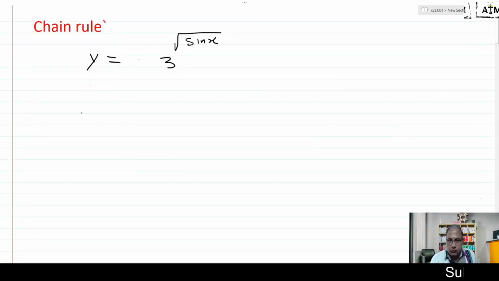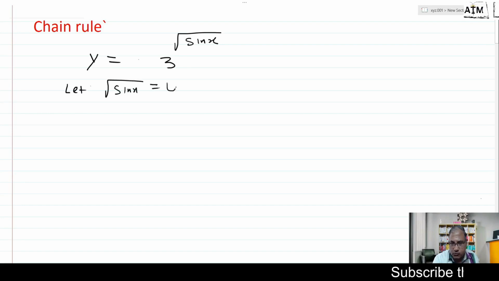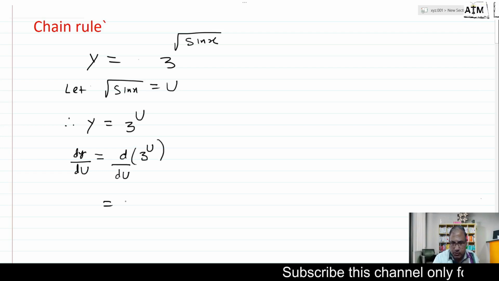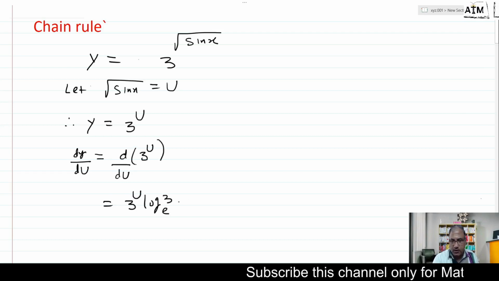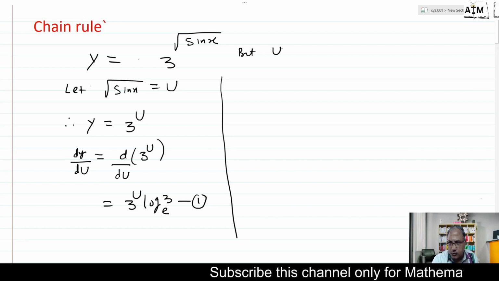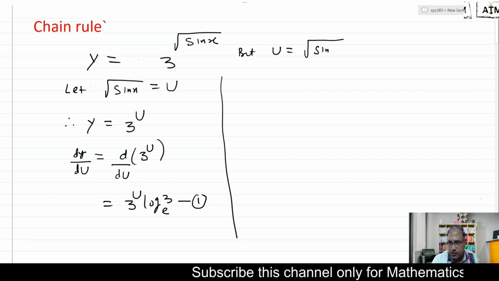Now y equals 3 raised to under root of sin x. Let under root of sin x equal u. Therefore y equals 3 raised to u. Differentiating both sides with respect to u, dy by du equals differentiation of 3 raised to u with respect to u, equals 3 raised to u log 3 to the base e. Let us call it equation number 1. But u equals root sin x.